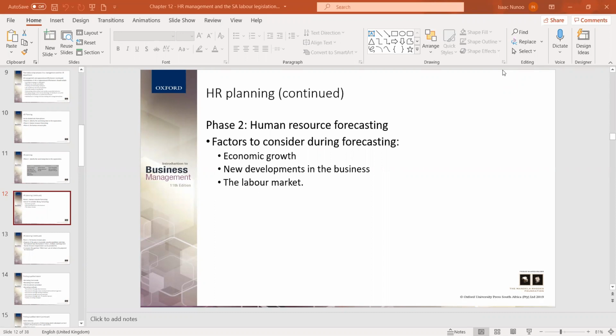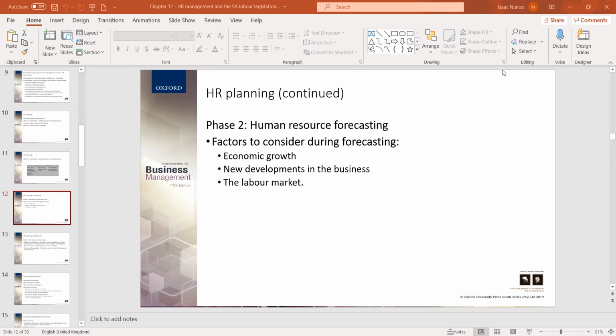The aim of human resource forecasting is to balance the human resource supply and the human resource demand. The demand aspect is affected by business objectives, because these objectives determine the number of people needed to attain them. So how many people does the company need at a particular point in time for a particular production?